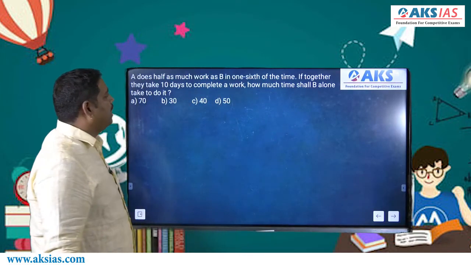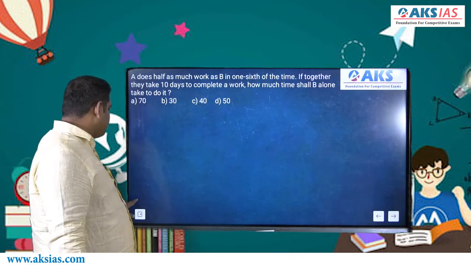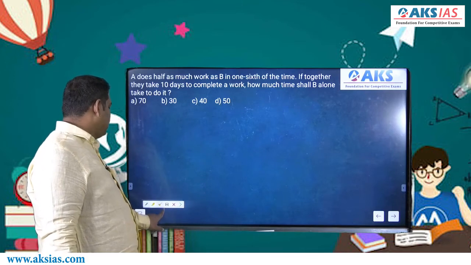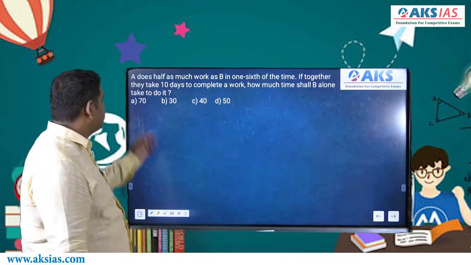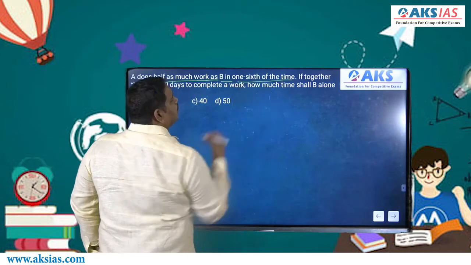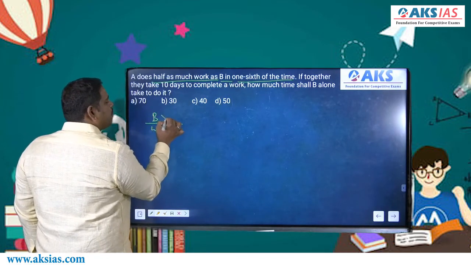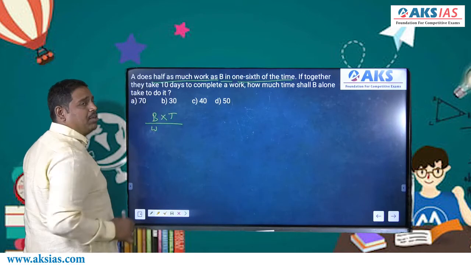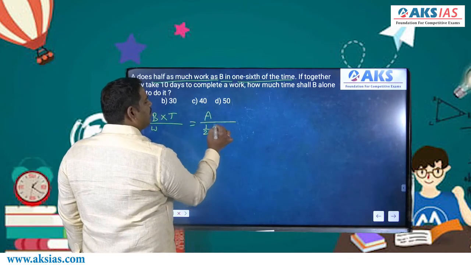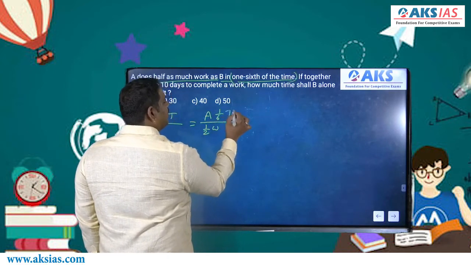Okay, right. Let's go to the next one. Similar question. Why I am explaining a similar question is, if I give one more question to you with the same model, then you will get more clarity about it. So observe here. A does half as much work as B in 1/6 of the time. That means B did some work in some time, M1 D1 by W1 is equals to A did half the work. In how much time? 1/6 of the time. So time is 1 by 6T.